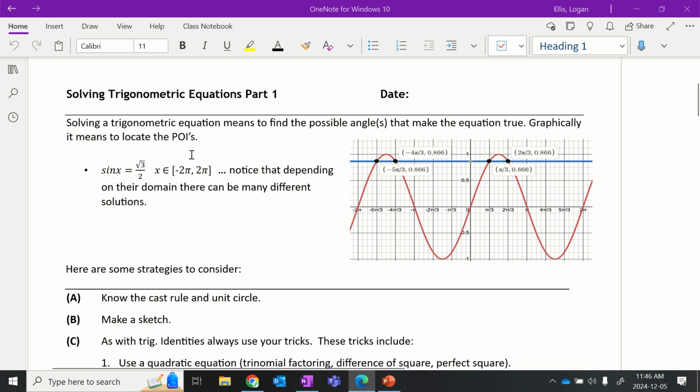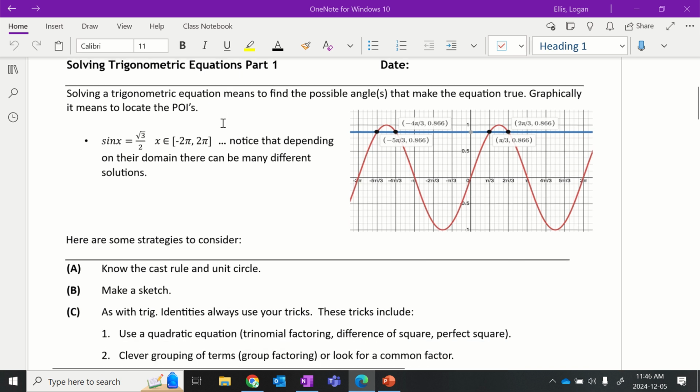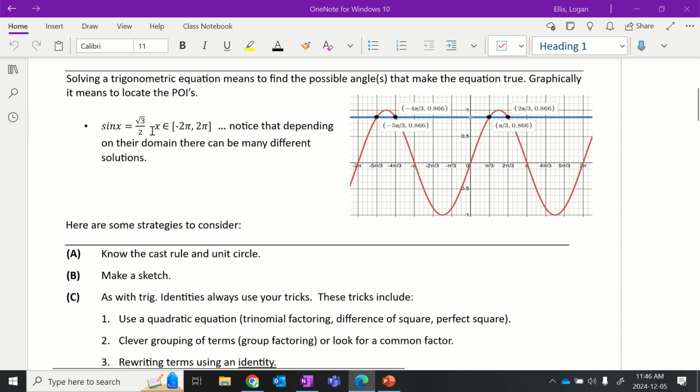Hey everybody, today we're talking about solving trig equations, and basically we're going to be looking at something like this here. The idea behind solving trig equations is that there is typically an infinite number of solutions. When you think about this equation here, sine x equals root 3 over 2.